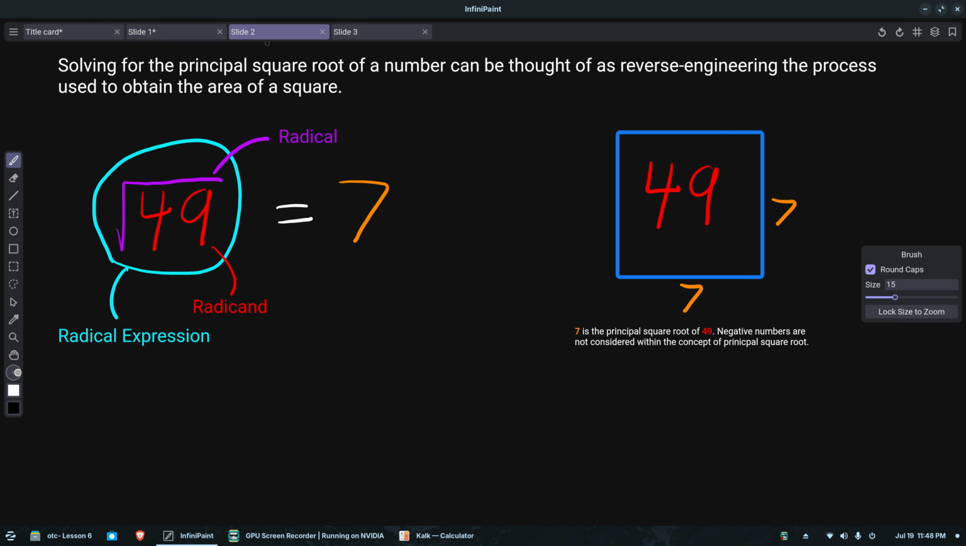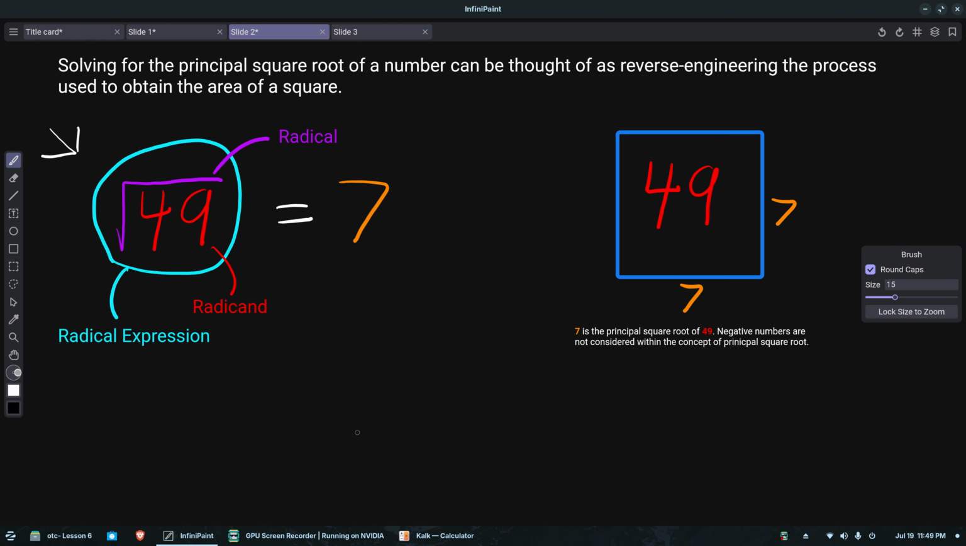And now we can take a look at what it means to have a radical expression. So you can see here that I have illustrated a radical expression. The number in red that's inside is known as the radicand. The symbol used to indicate the radicand, in purple, is known as the radical, and this whole thing is known as a radical expression, which I have circled in light blue.